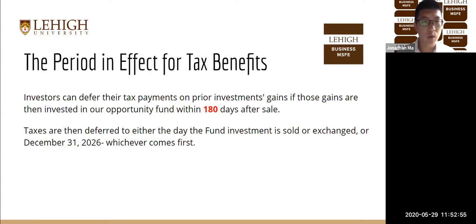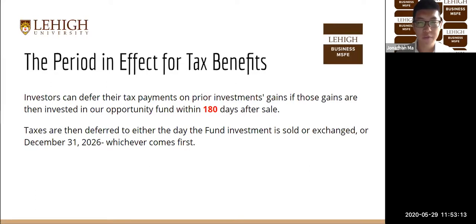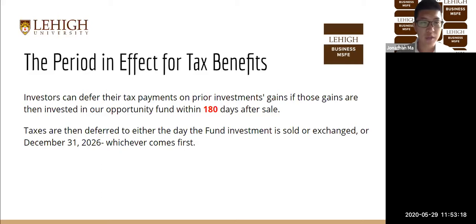The last part is what is the period in effect for the tax benefit? This should be one of the most concerning questions for the investors who are interested in our fund. The investors can defer their tax payment on prior investment gains if those gains are then invested in our opportunity fund within 180 days after sale. And the taxes are then deferred to either the day the fund investment is sold or exchanged, or December the 31st, 2026, whichever comes first.